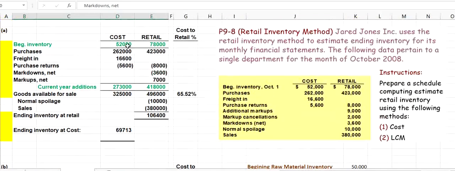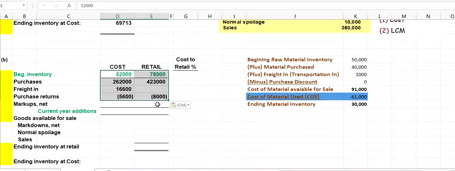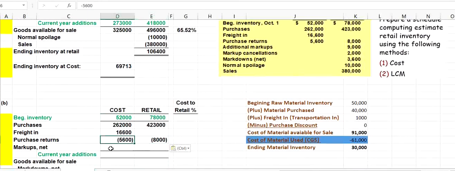We have a beginning inventory at cost and retail. This is the same in both examples. Purchases are the same, freight in is the same, purchase returns are also the same. So I will directly copy it and paste it here in order to save time. So these are actually the same values. If you do not want to copy it, you can take it one by one from here and then shift it here. That's totally up to you.